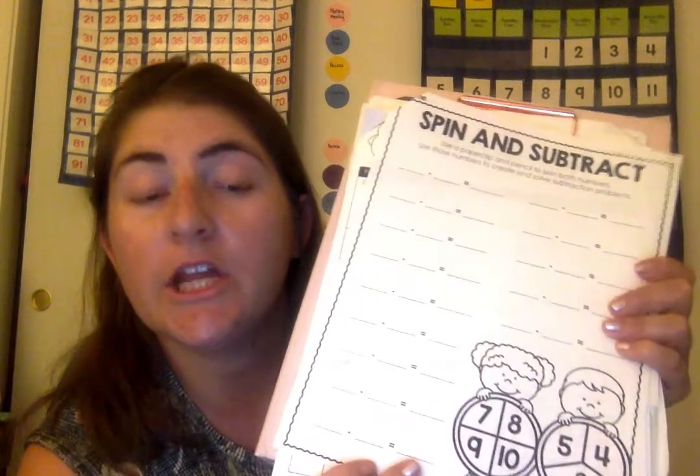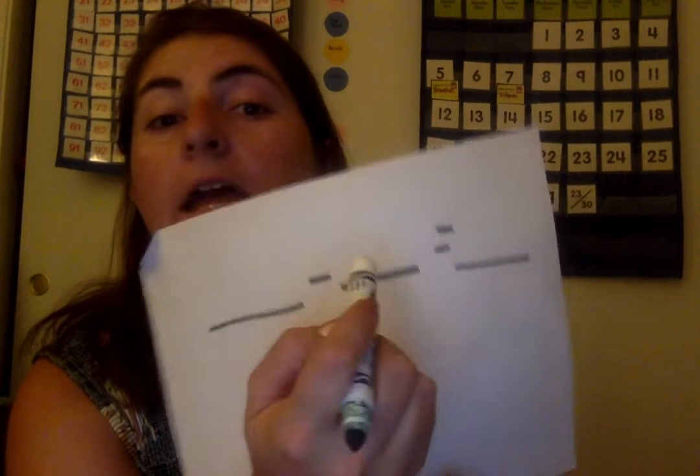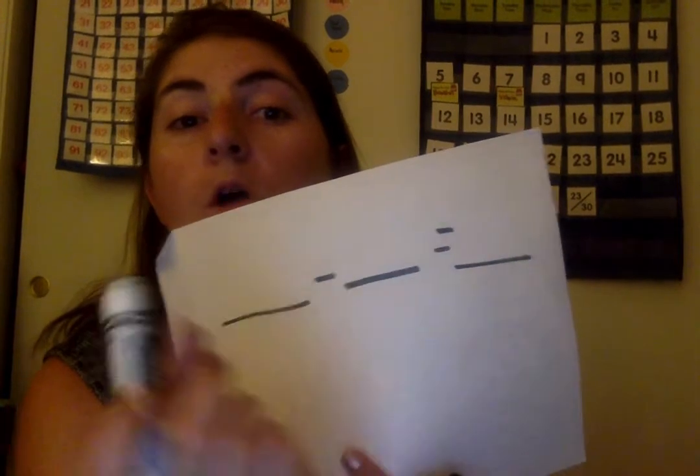For our math activity today, we are going to be doing a worksheet called Spin and Subtract. Now, it looks a little confusing, but we are going to be figuring it out together. So on all of these, right here, you are going to see subtraction number sentences. Now, that looks like blank minus blank equals blank. Let's read that together. Blank minus blank equals blank.